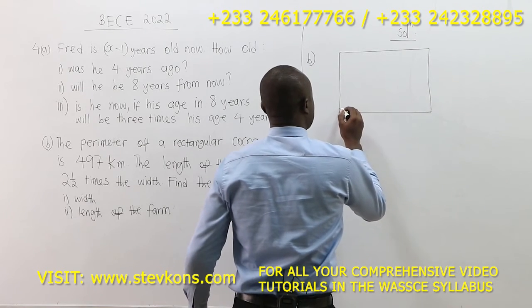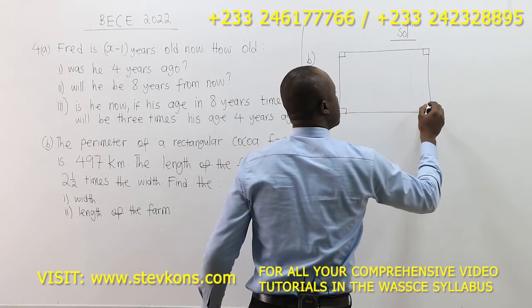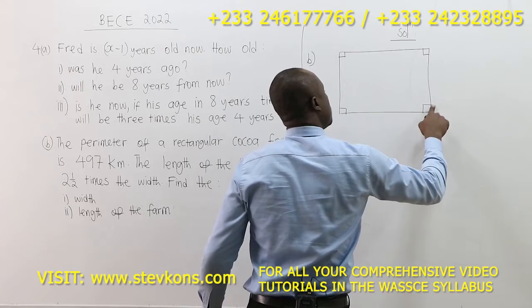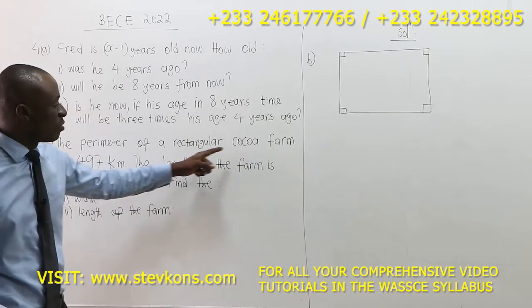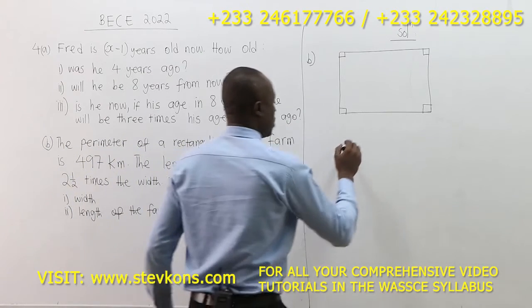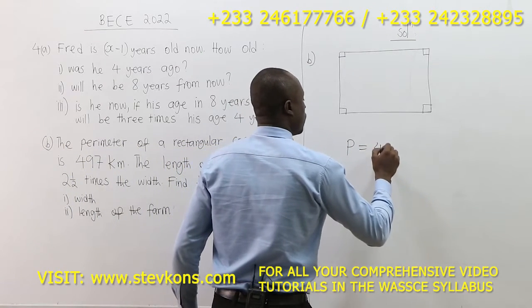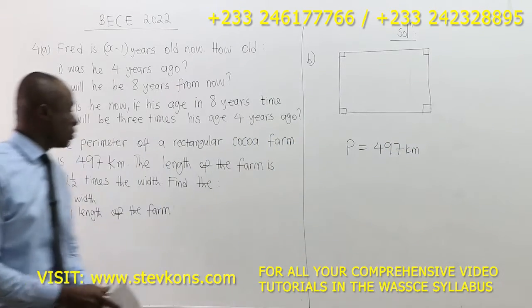Rectangle, hence, this will be 90, this will also be 90, this will be 90, and this will be 90. Now, the perimeter of a rectangular cocoa farm is 497. So you can give it the perimeter to be equal to 497 kilometers. This is what we have been given.